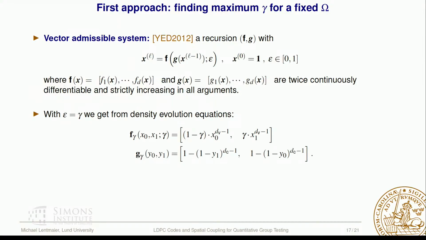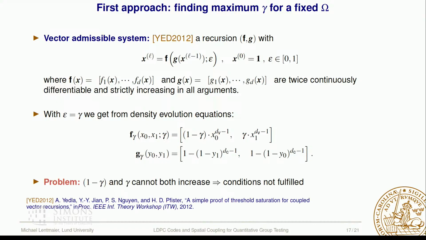If we put our epsilon into a gamma, then we get these recursions from our density evolutions from the previous page. But there's a problem here, because here there's 1 minus gamma and here there's gamma. So they cannot both increase. They don't satisfy the conditions that we need. So it didn't work, and we tried other things and played around. Then finally we came to the conclusion, okay, let's do it this other way, given the two perspectives we had.